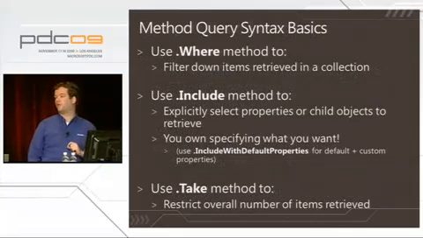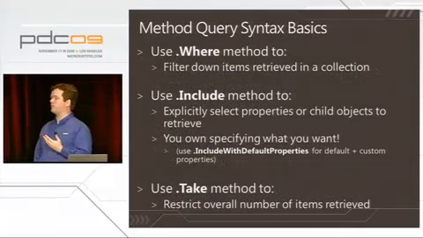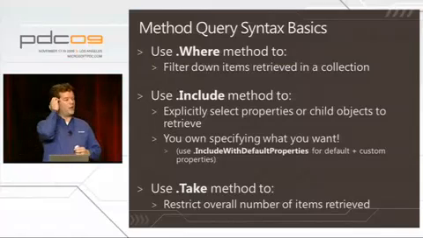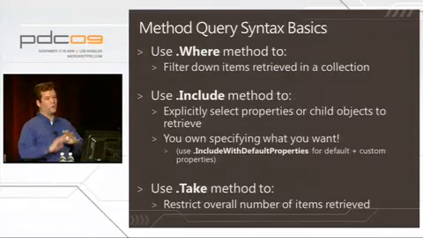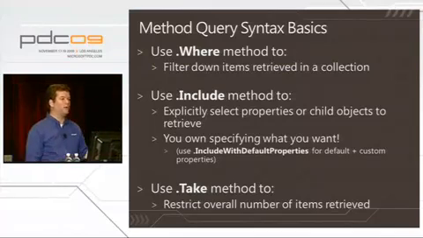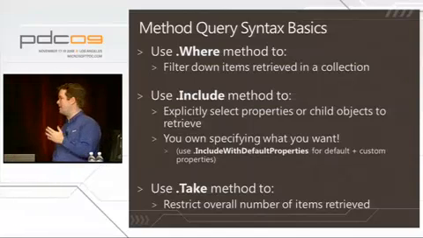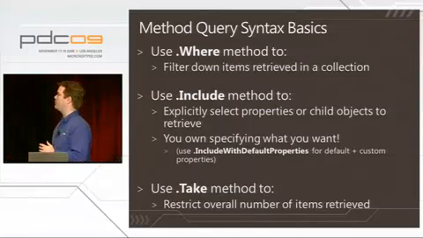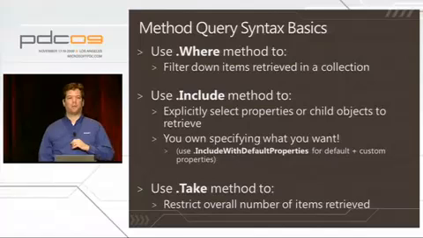Just one last thing before that is, you can use various methods in your method query syntax to further filter things down. So there's a where method for choosing exactly how you want to retrieve objects based on the criteria of the object. So only retrieve lists that are of type document library, or only retrieve navigation nodes that have a title filled out for them, etc. You can use the include method to choose exactly which properties you want to get.